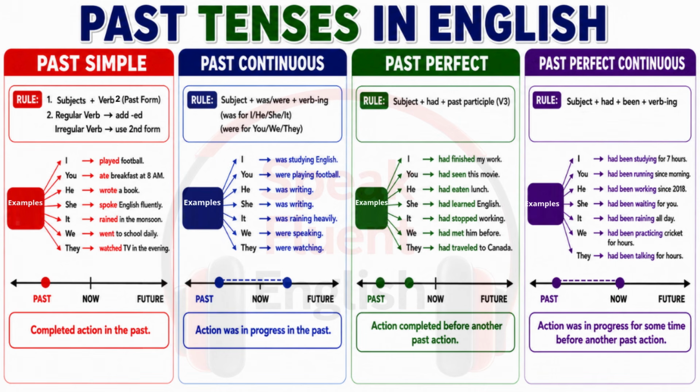You had been running since morning. He had been working since 2018. She had been waiting for you. It had been raining all day. We had been practicing cricket for hours. They had been talking for hours. This tense focuses on the duration of an action before another past event.